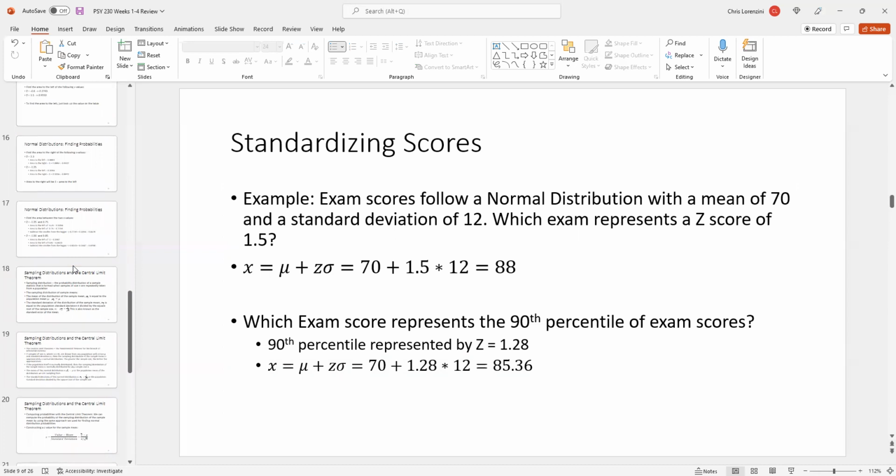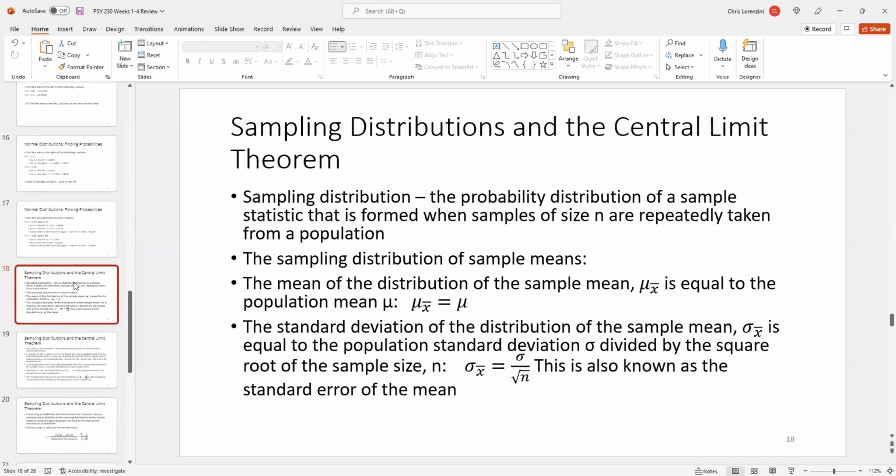All right. So that was most of the stuff we were taking a look at through chapter 3. Now we get into chapter 4, and we really start talking about the beginning of inferential statistics. So we started talking about sampling distributions. A sampling distribution is the probability distribution that shows up when we collect samples repeatedly of the same size from some population.